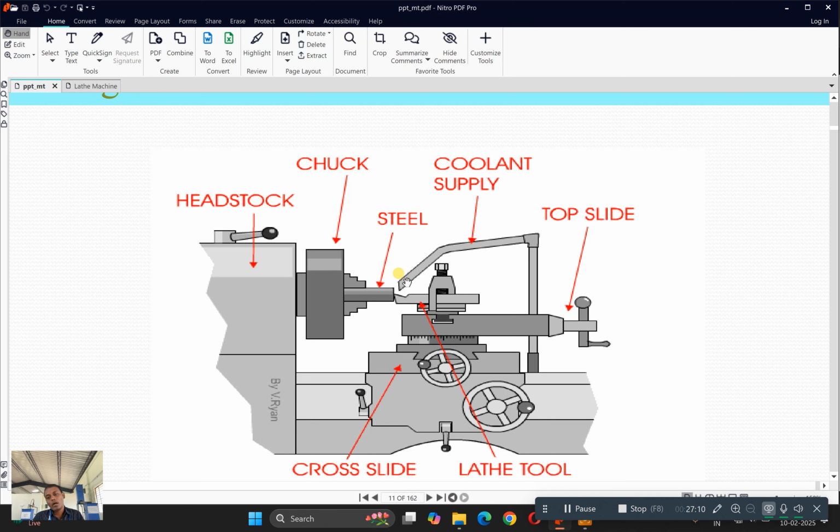And one more thing I need to mention here is that the tool which is used here should have hardness higher than that of the workpiece, because if the workpiece has higher hardness when compared to the tool, then the tool will become blunt or it may break. So it is very essential that the hardness of your tool should be greater than the hardness of the workpiece which has to be machined.